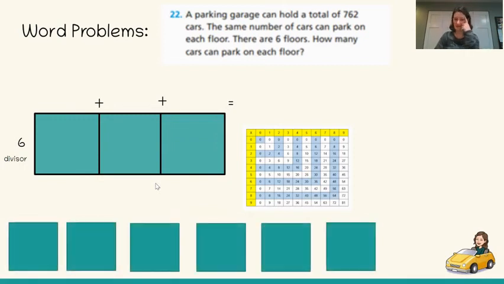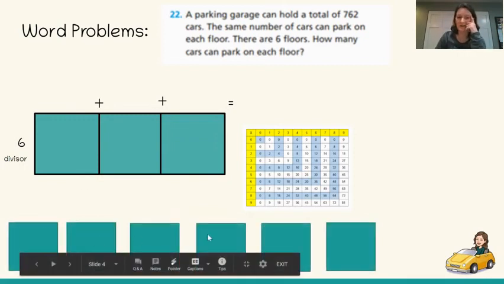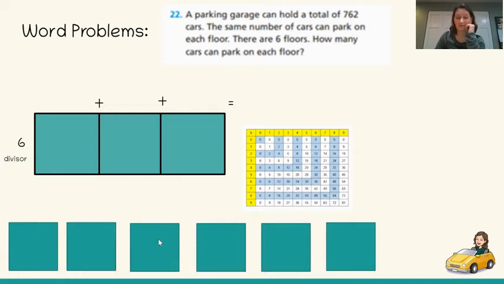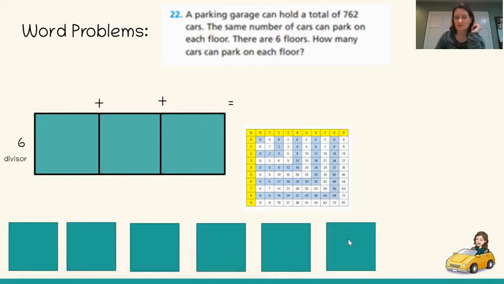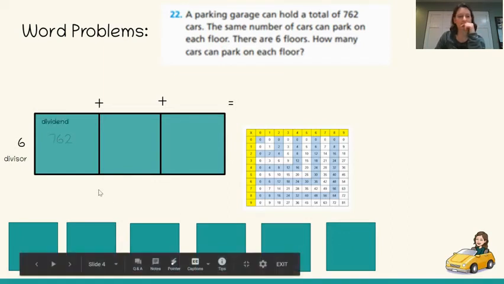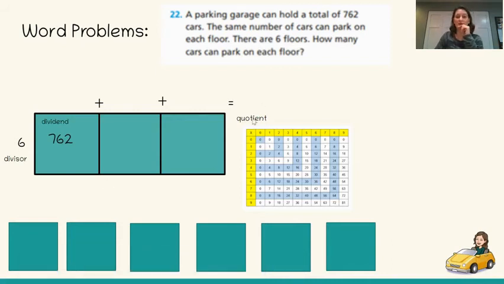And to help us visualize this, I've got 6 boxes here to make us think of each one of these as a floor in the parking garage. So we've got our 6 groups or 6 floors of the parking garage that we're going to spread our cars out on. 762 is the total number of cars. And we've got to figure out the quotient, how many cars on each floor. We spread that 762 out over 6.